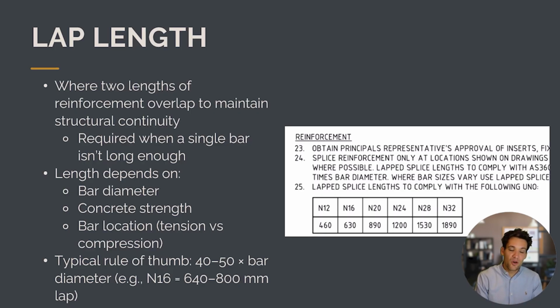This will always be in the general notes of the drawing. For example, in the table shown on screen, you can see N12 has a 460 mil lap length. That means when you install two N12 bars, they have to overlap by 460 mil. The length depends on the diameter of the bar, the concrete strength, the bar location, whether it's used in tension or compression, and typical rules of thumb. A typical rule of thumb is that the lap length will be 40 to 50 times the diameter of the bar. So for example, an N16 bar will have a 640 to 800 mil lap length.